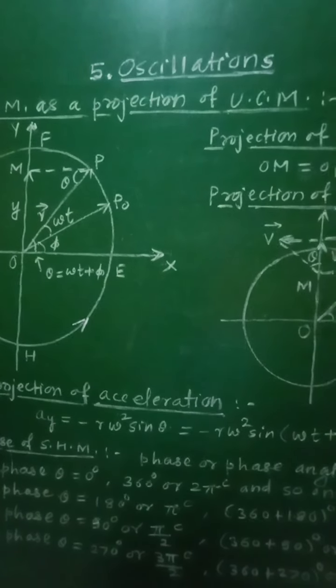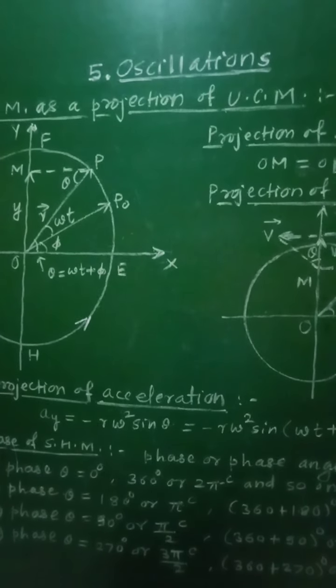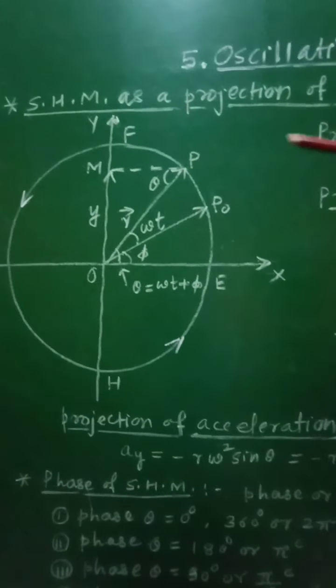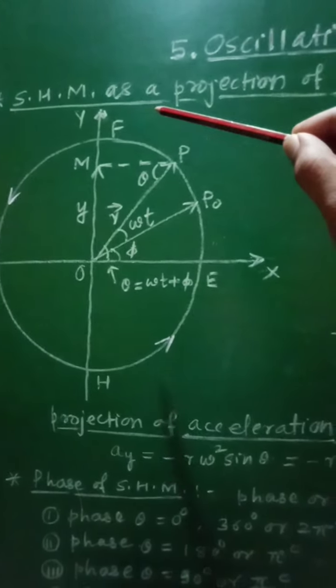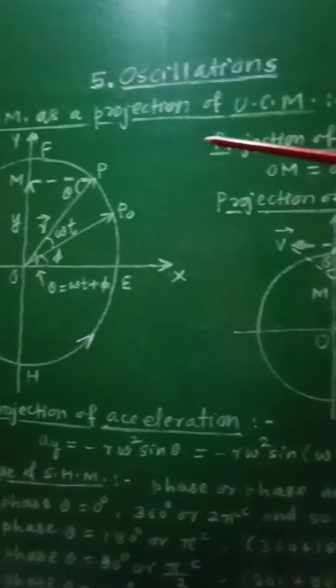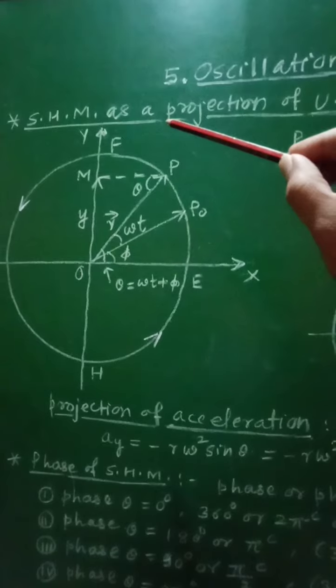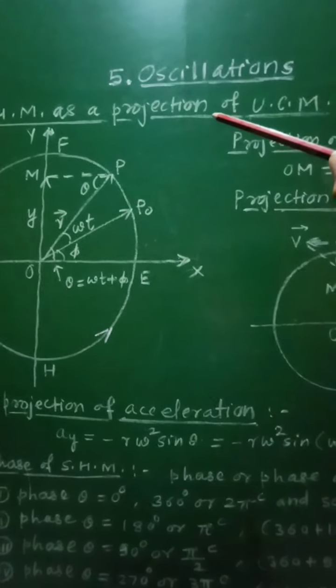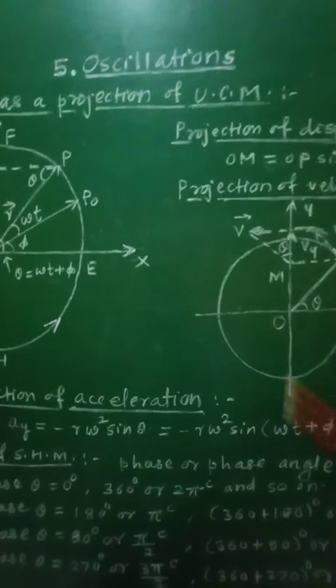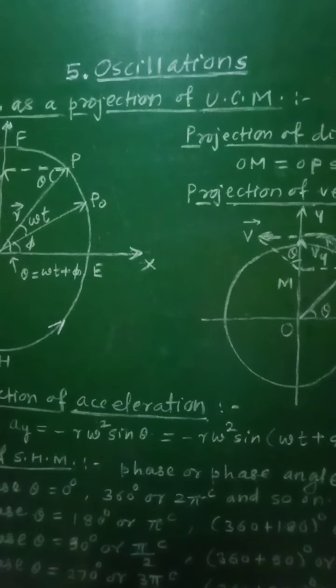Class 12th, Subject Physics, 5th chapter, Oscillations. From the chapter, let us see SHM as a projection of UCM. SHM, that is simple harmonic motion, as a projection of uniform circular motion, that is UCM.